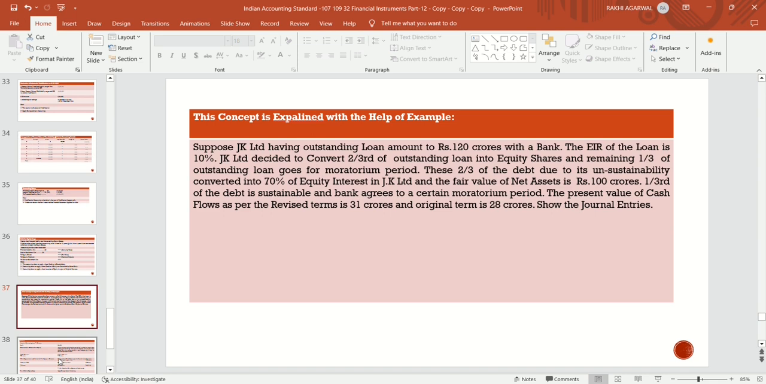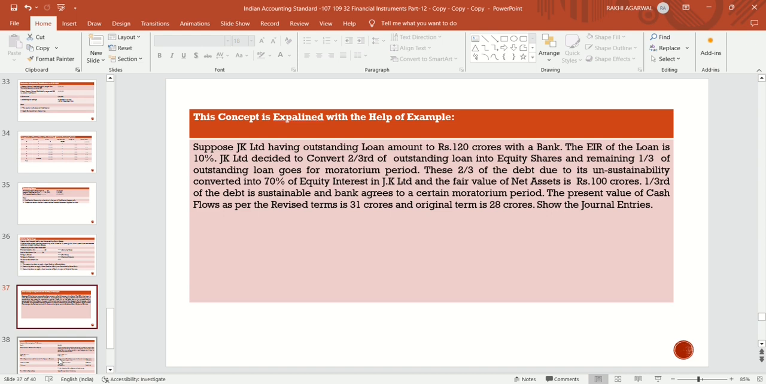Suppose JK Limited has an outstanding amount of rupees 120 crores with Bank Limited. The effective interest rate of the loan is 10%. JK Limited decided to convert two-thirds of the outstanding loan into equity share, and the remaining one-third of the outstanding loan goes for a moratorium period. These two-thirds of debt, due to its unsustainability, are converted into 70% of equity interest in JK Limited, and the fair value of net asset is rupees 100 crore.